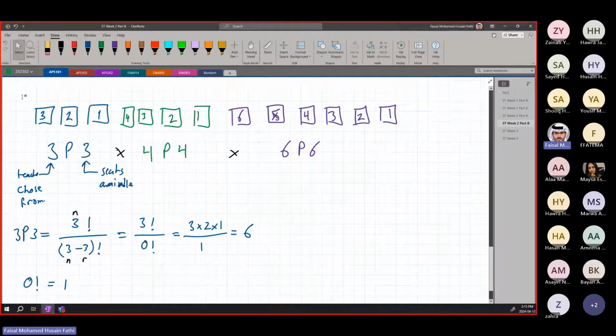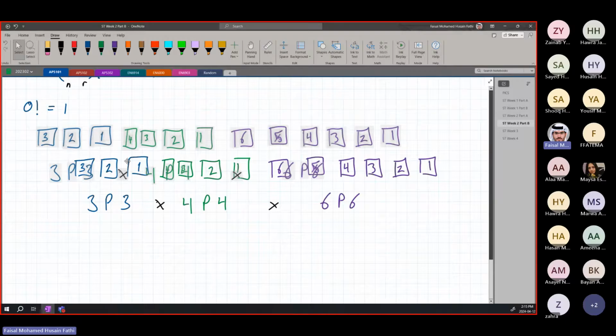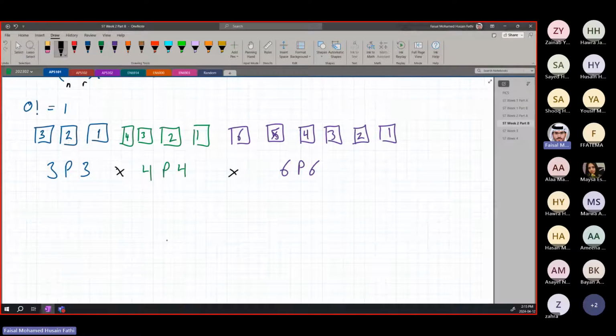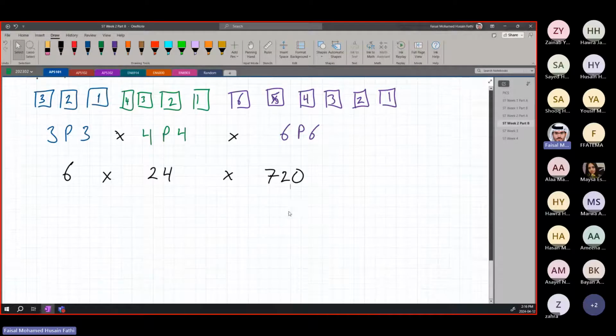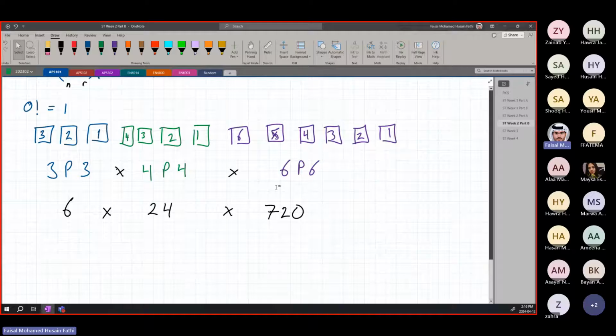Now, this is only the first part of the question, all right? If we notice here, 3p3 was 6 times 4p4 is going to be 4 times 3 times 2, which is 4 times 6, which is 24, times 6p6, which is 6 times 5 times 4 times 3 times 2, which is 720. And we can multiply all of these. Before moving on, we are still not done with the question, because this is one of the ways they can all be seated next to each other.